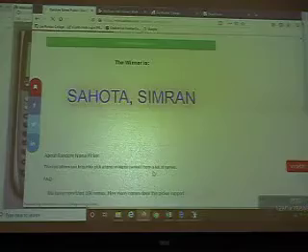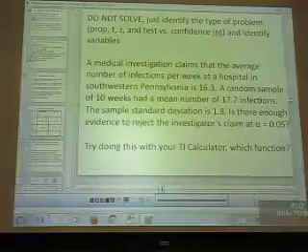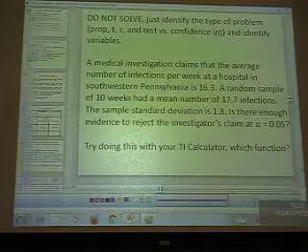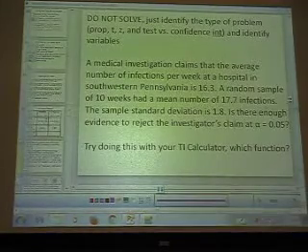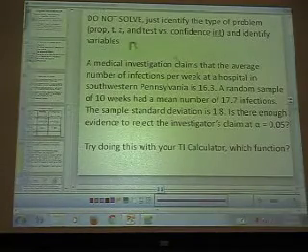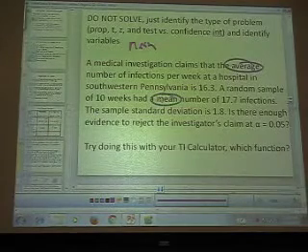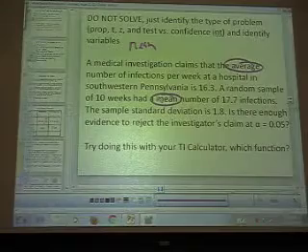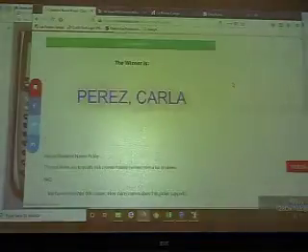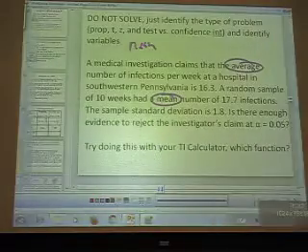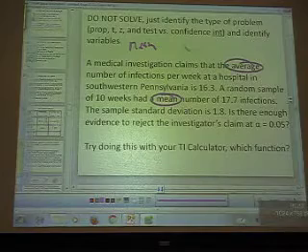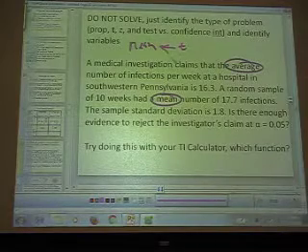All right. Simran, is it a mean or a proportion? It's a mean. How do you know it's a mean? It says mean. Average. It says mean. Good. All right. Next. Carla, is it a T distribution or a Z distribution? T. How do you know it's a T? Because it's a mean. Yep, T. Make sense?